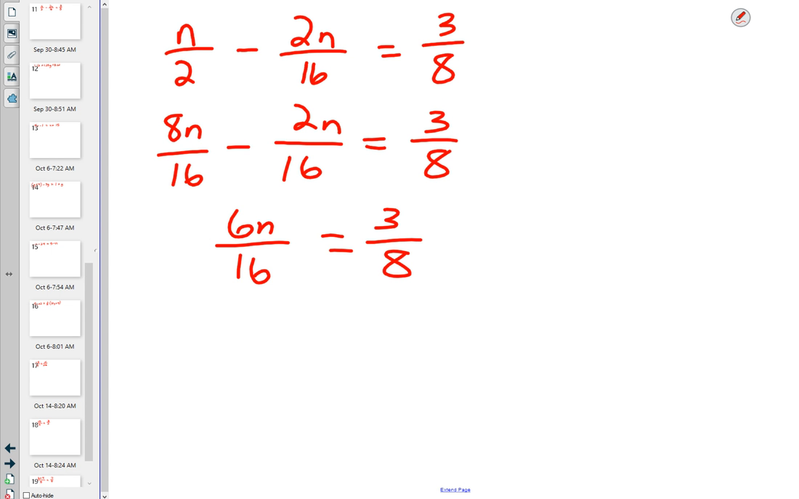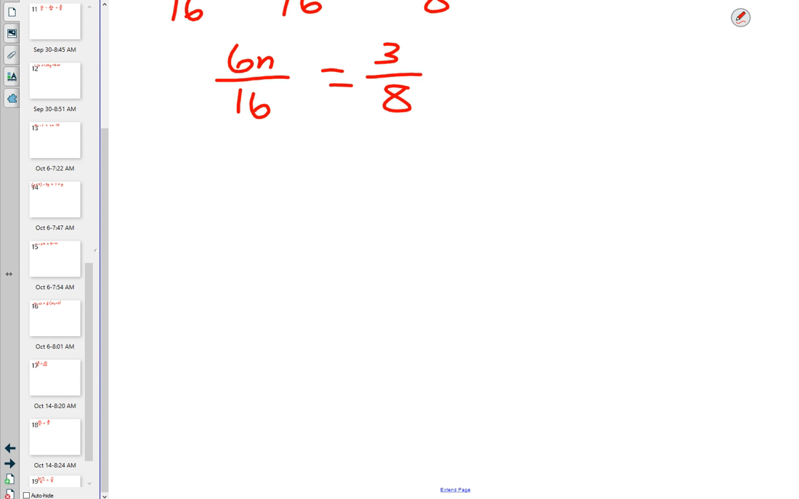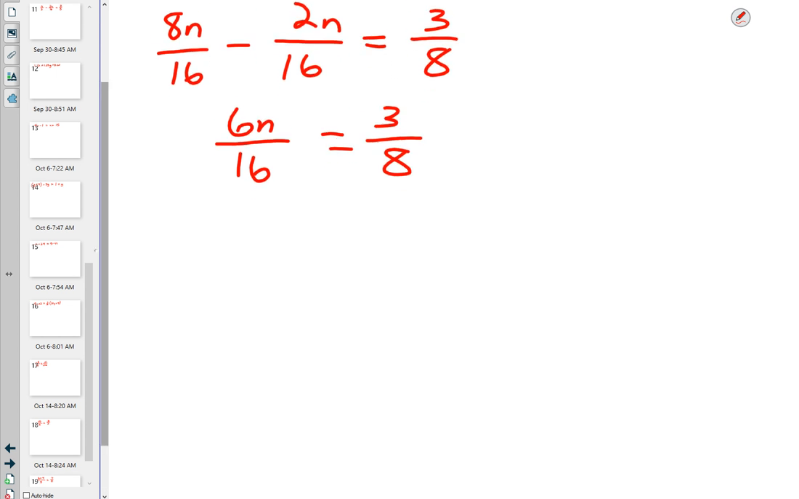What do I have now? What do I have now? For the second time today, what do we call it when one fraction is equal to another one? A proportion. So if you choose to, you can do it the way that Ferris is saying, which is to multiply by 16 over 6 on both sides. But I think it's easier to just cross multiply.